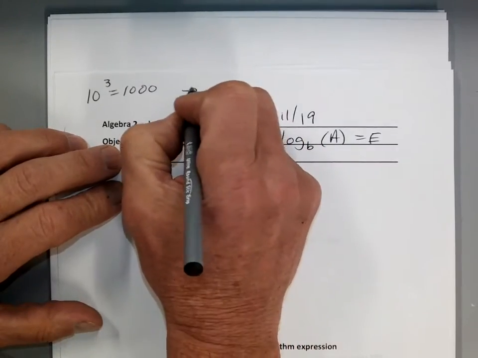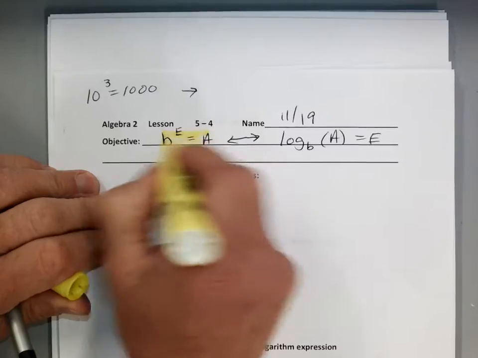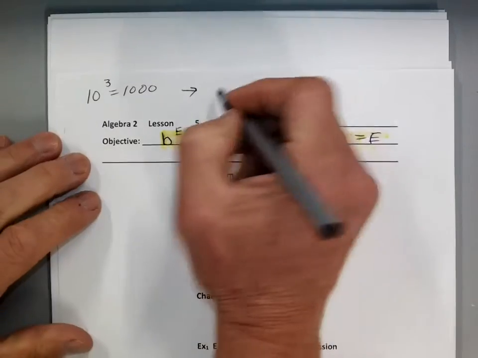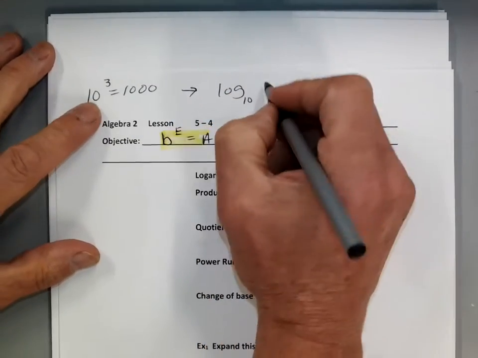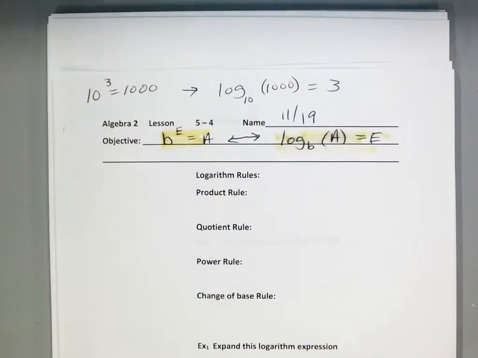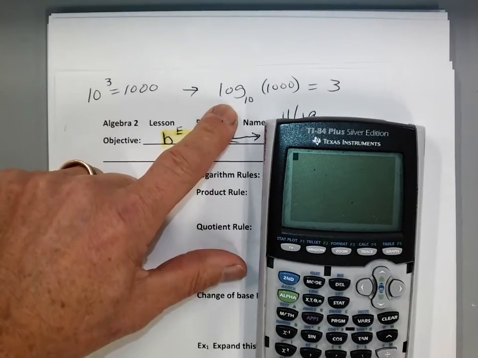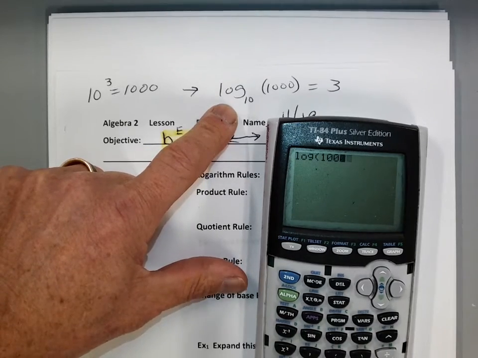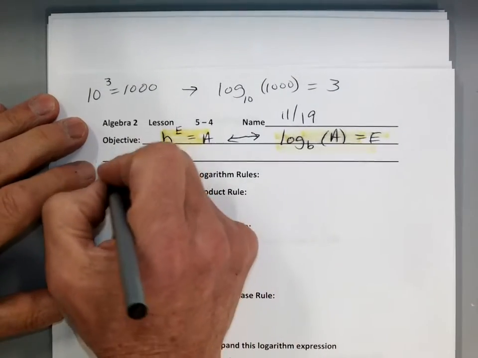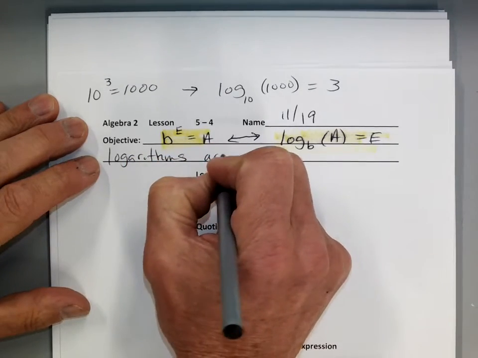Hopefully you have that. We talked about this Monday, Tuesday. We can then rewrite this as log base 10 of 1,000 equals 3. And sure enough, even if you use your calculator, it will verify what I'm saying. In fact, check it out. Log base 10, so log of 1,000 equals 3. So what are logarithms? They are exponents. Logarithms are exponents.